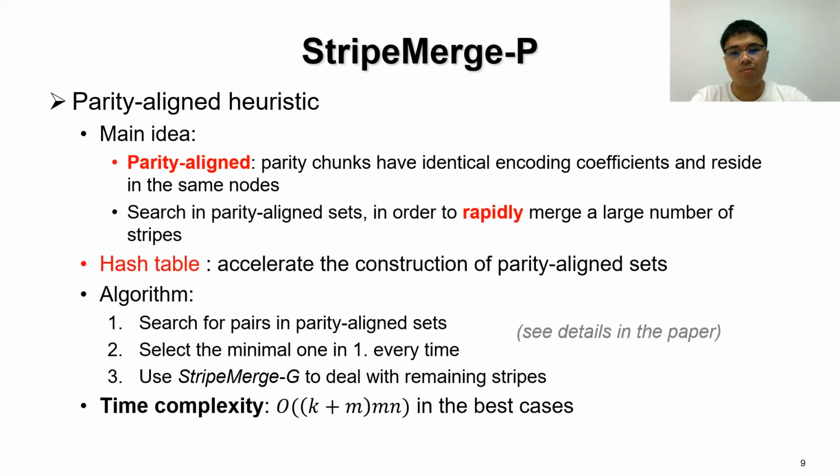Yes, and the parity-aligned property is the key. I mean, the parity chunks have identical encoding coefficients and reside in the same nodes. Our main idea is to search in the parity-aligned sets in order to rapidly merge a large number of stripes. Additionally, a hash table will allow us to accelerate the construction of parity-aligned sets. In this algorithm, we search for pairs in the parity-aligned sets, select the minimal one in step one every time, and use StripeMerge-G to deal with the remaining stripes. You see, the time complexity has been reduced to O(k+n) in the best case.